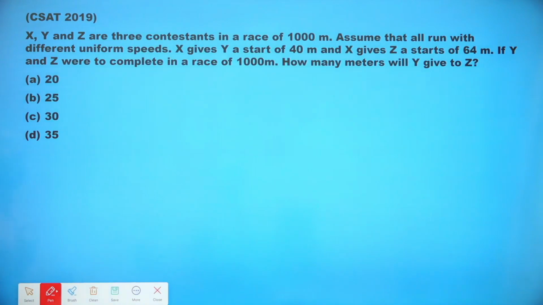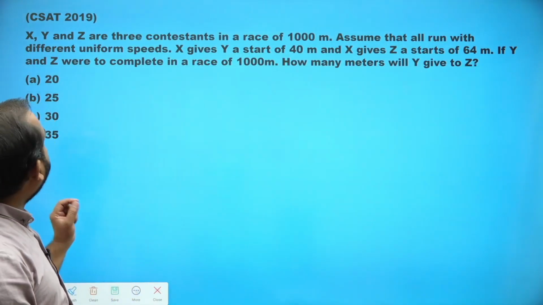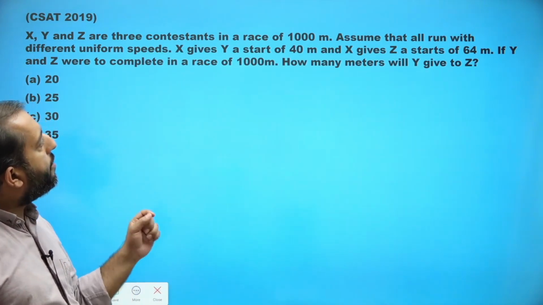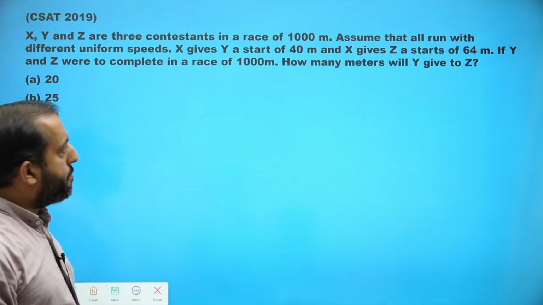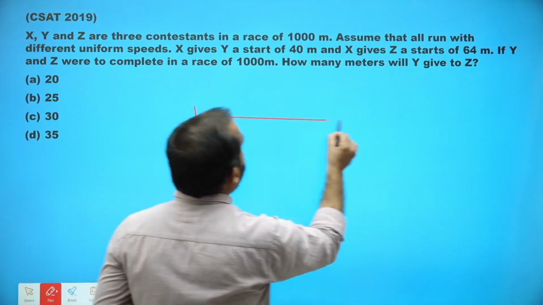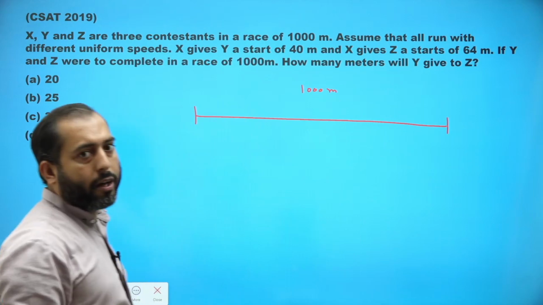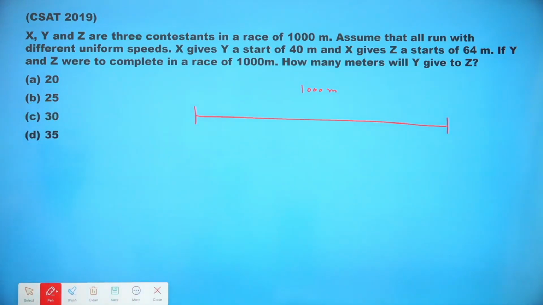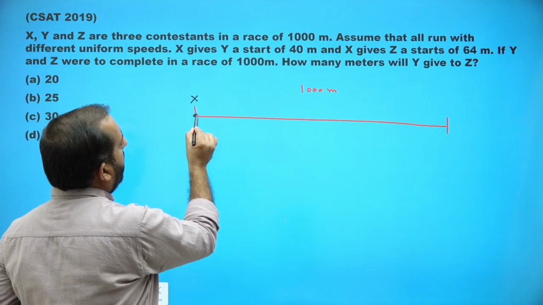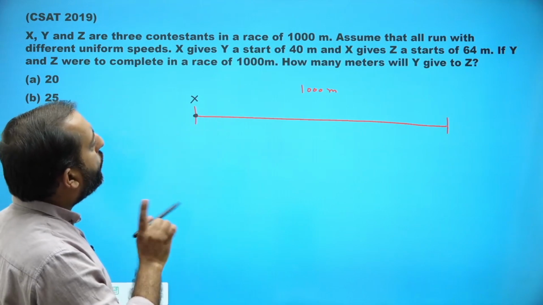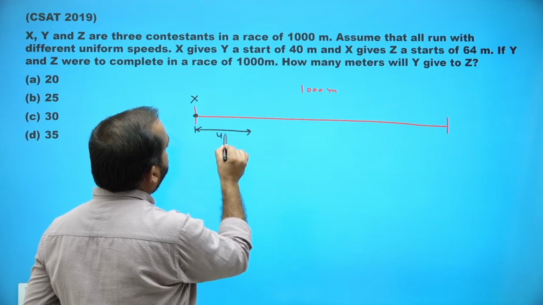It says X, Y, Z are three contestants in a race of 1000 meter. Assume that all run with different uniform speeds. X gives Y a start of 40 meter and X gives Z a start of 64 meter. So the race course is of 1000 meter. Suppose X is at the starting point, then X can give a start of 40 meter, so Y should be 40 meter ahead of X.